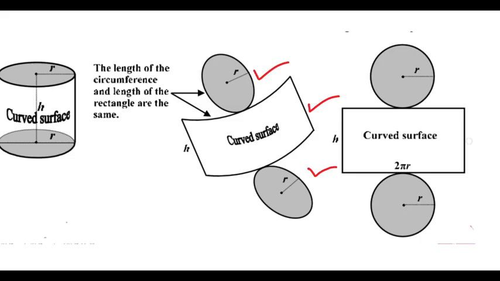The rectangle has the same length as the circumference of the circle, which is 2 pi r. So the circumference of the circle is 2 pi r, and that's going to be the length of the rectangle. So this is the length. The width of the rectangle will be equal to the height of the cylinder. So the height of the cylinder will be the breadth, or you can say width, same thing, that will be h.